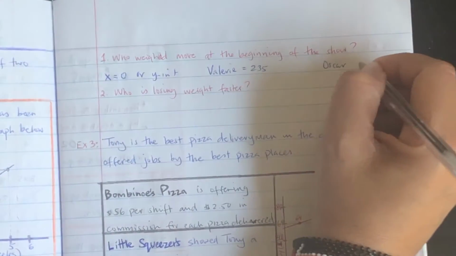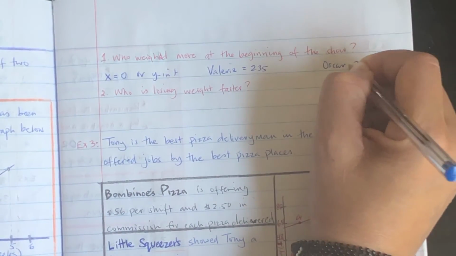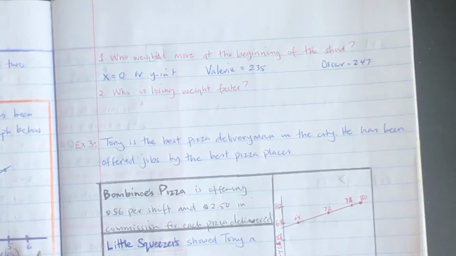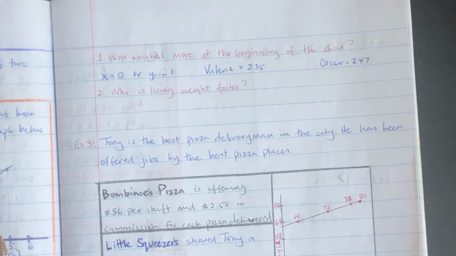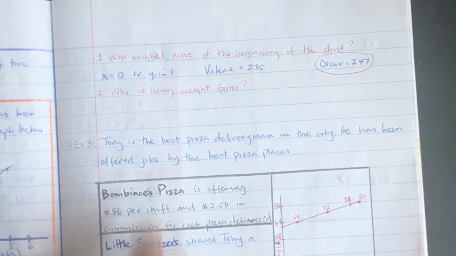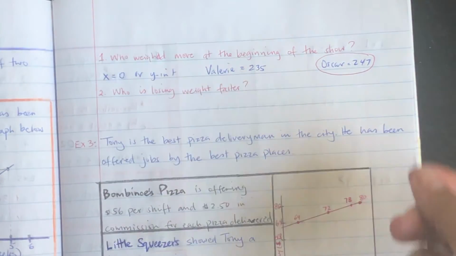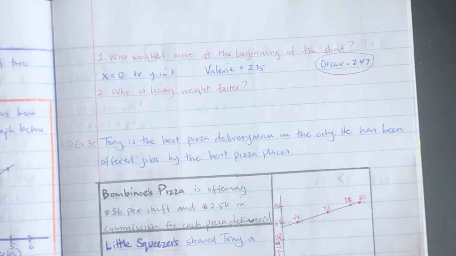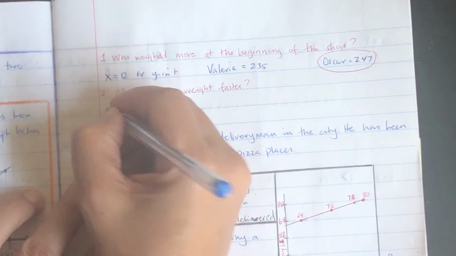This is a listening check, color in Oscar equals 247. So the question is, who weighed more? Oscar weighed more. Right. Who is losing weight faster? So speed, like how something is changing, remember, is what? Your slope. So we're looking for who has the biggest slope.